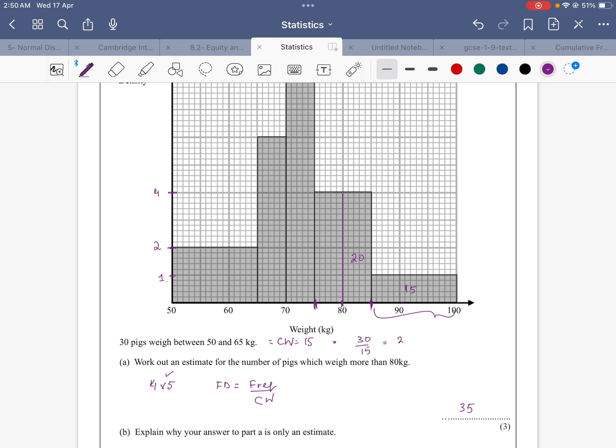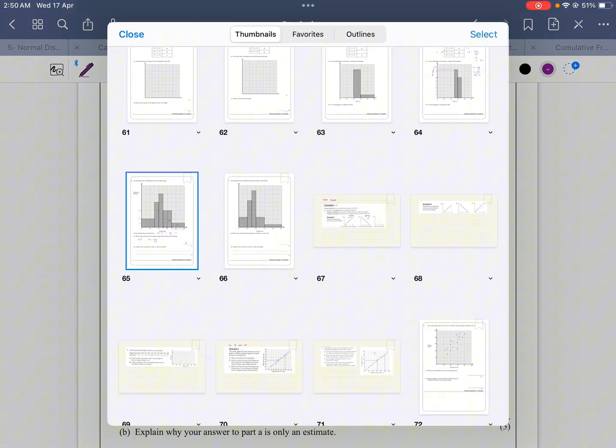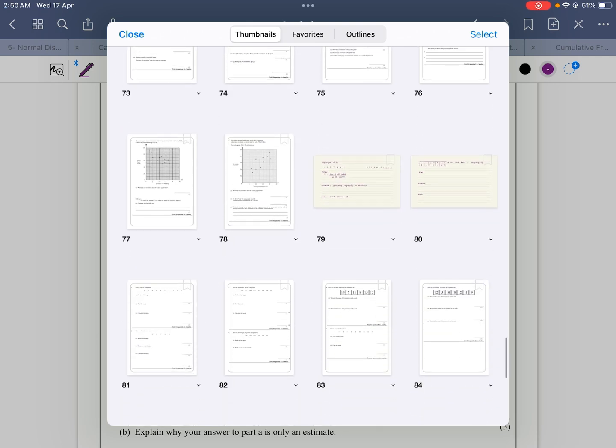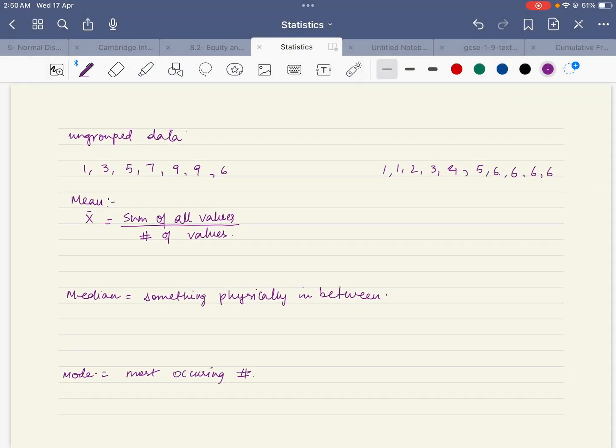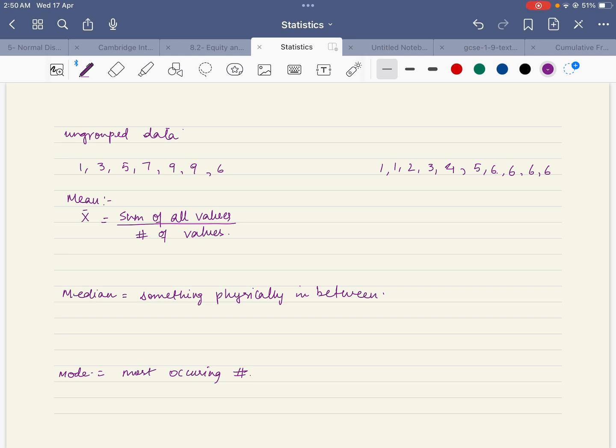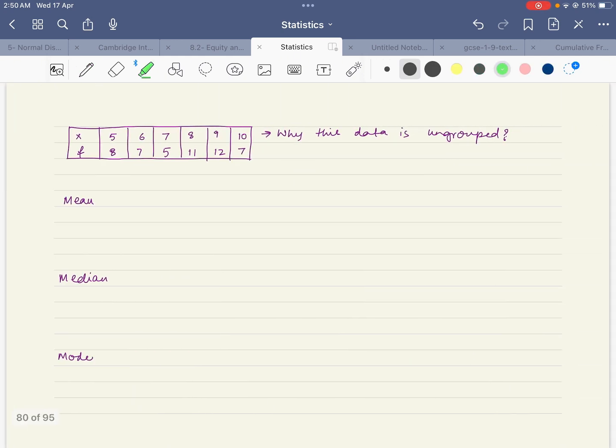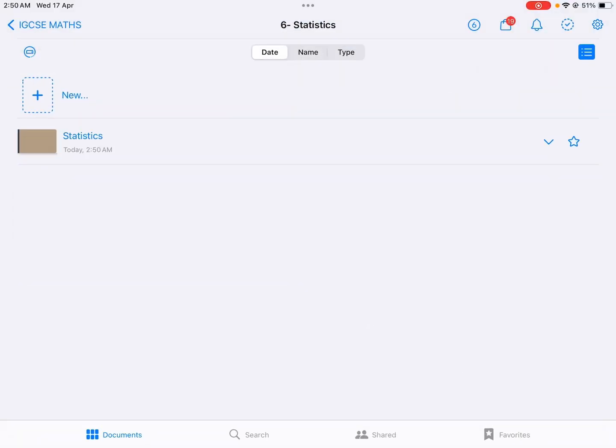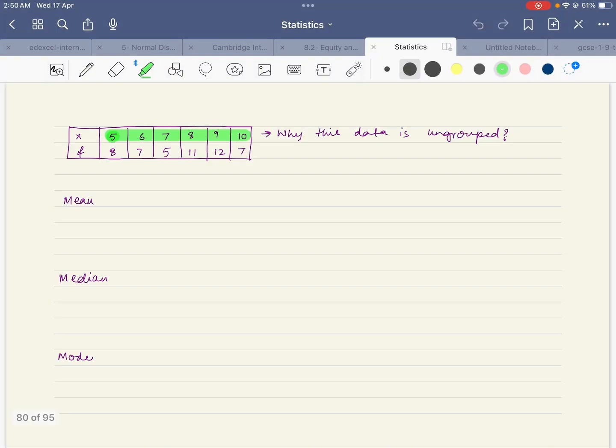Now that we are done with histograms, let's move to mean, median and mode. For mean, median and mode, we have two kinds of data. One is ungrouped data, which is either written like this in raw form, or it can be written like this in table form, but the classes will be numbers. There will be no class intervals like the one we saw in the histogram and cumulative frequency distribution.